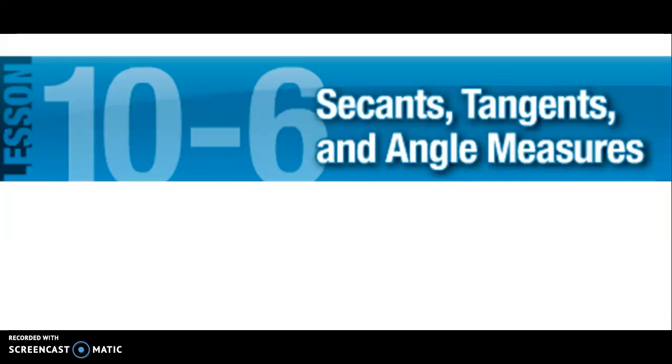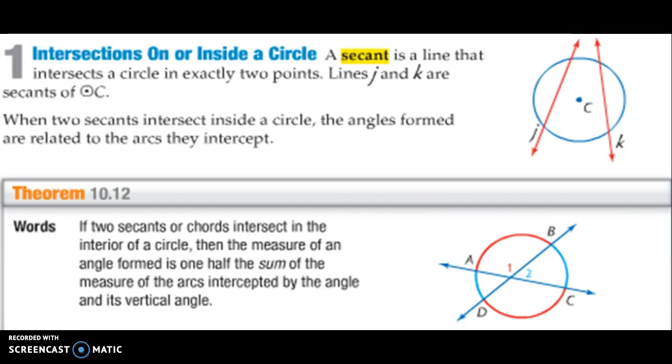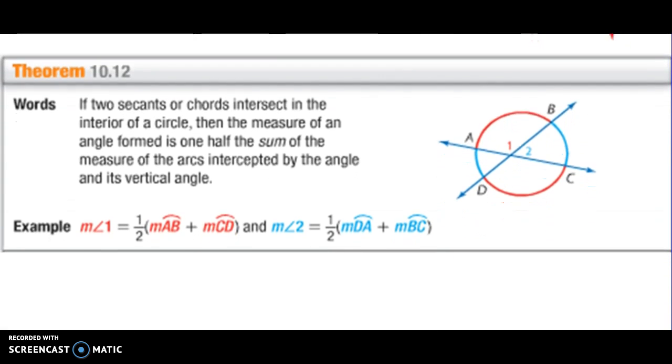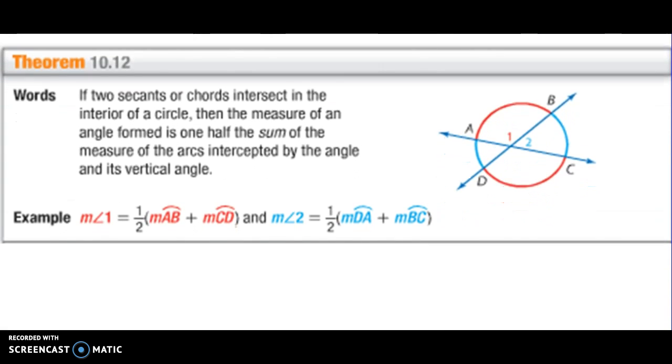Today we're talking about section 10.6, which is on secants, tangents, and angle measurement. So, what is a secant? Well, a secant is a line that intersects a circle at exactly 2 points. So, right here in our circle C, J and K are examples of secants because they both intersect circle C at 2 points. Now, theorem 10.12 tells us that we can find any angle made up by 2 secants.